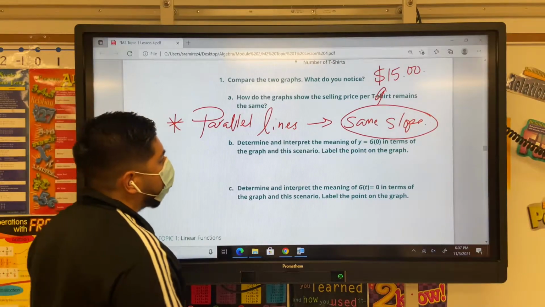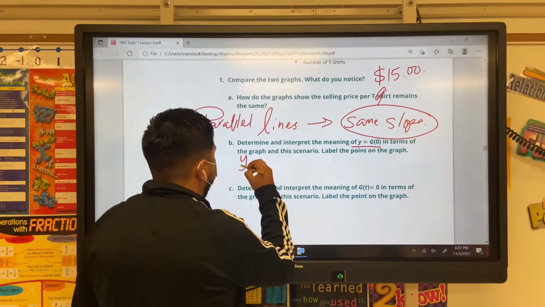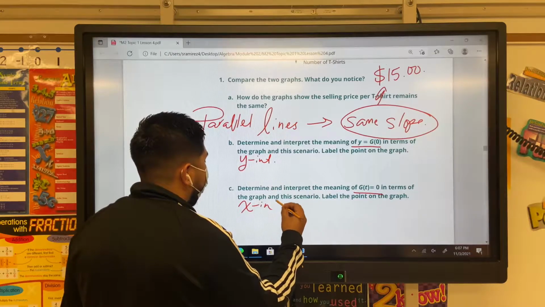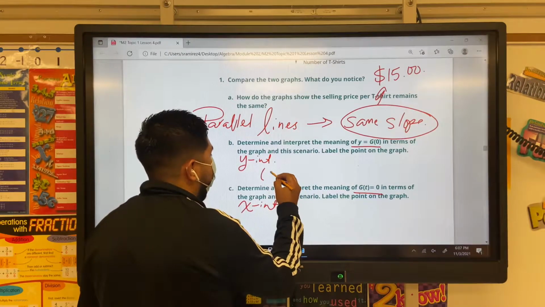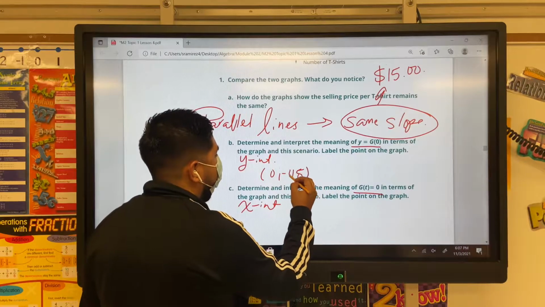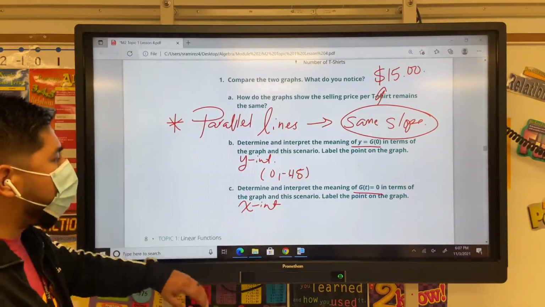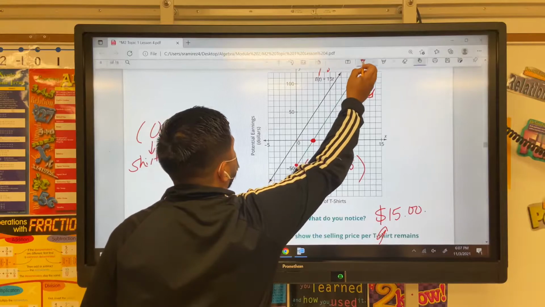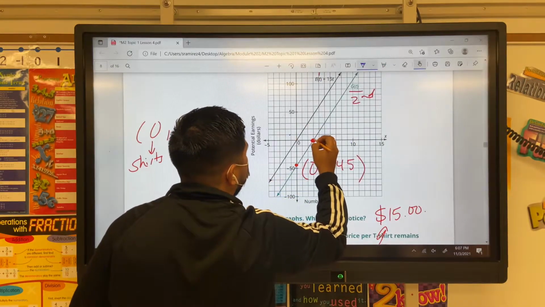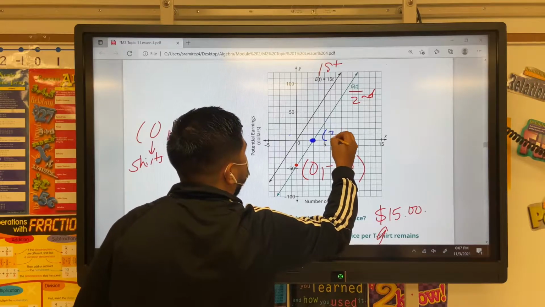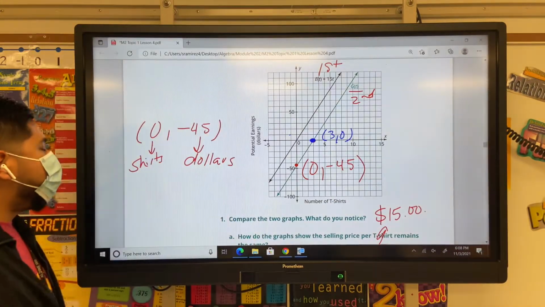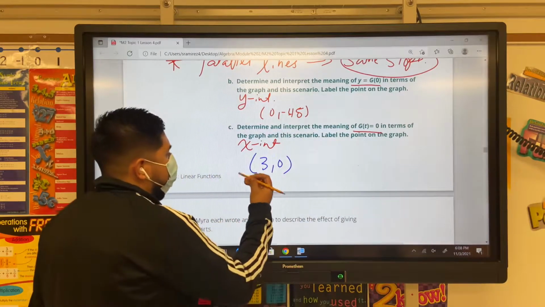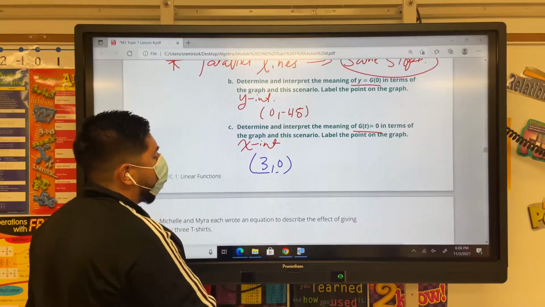All we need to know, this is asking about the y-intercept. This is asking about the x-intercept. We already talked about the y-intercept, 0, negative 45. Wrote about it up there. Let's look at this x-intercept real quick, but let me use a different color. 3, 0. This means we sold 3 shirts to get to $0.